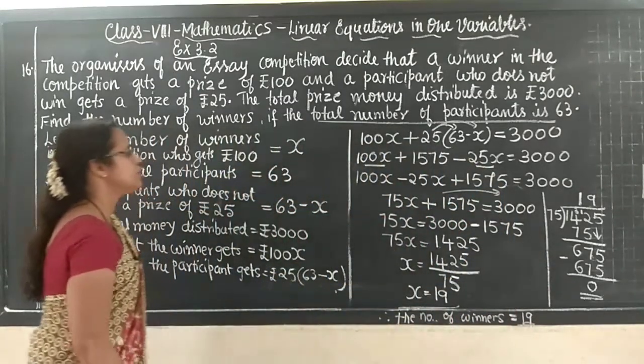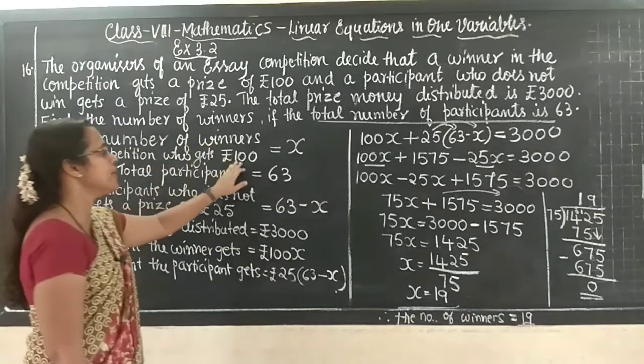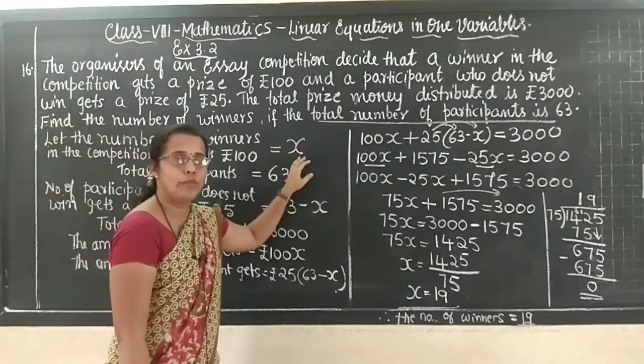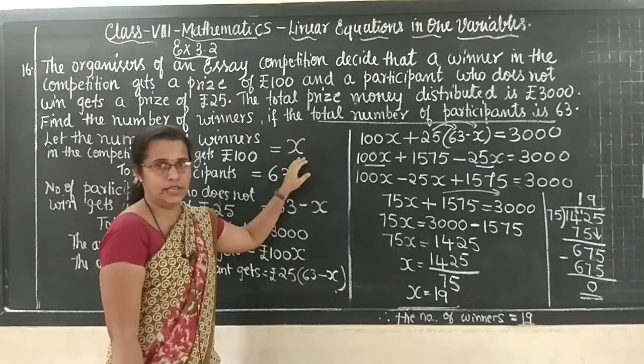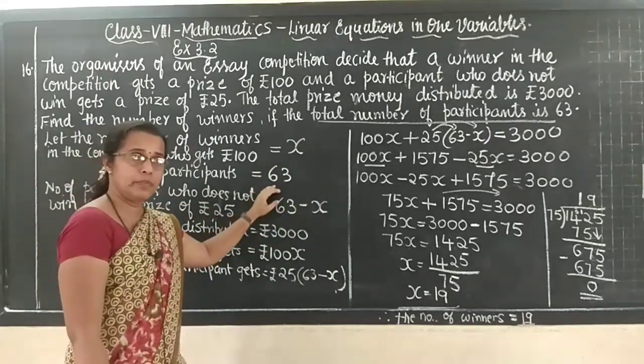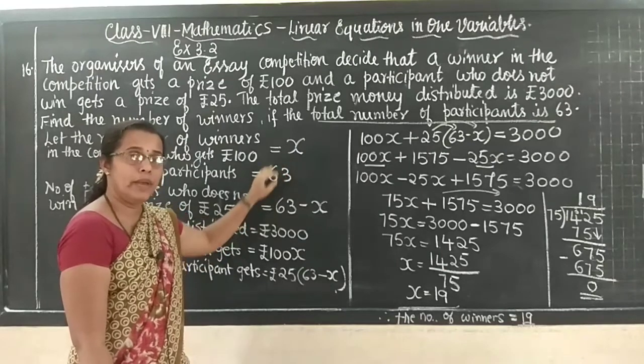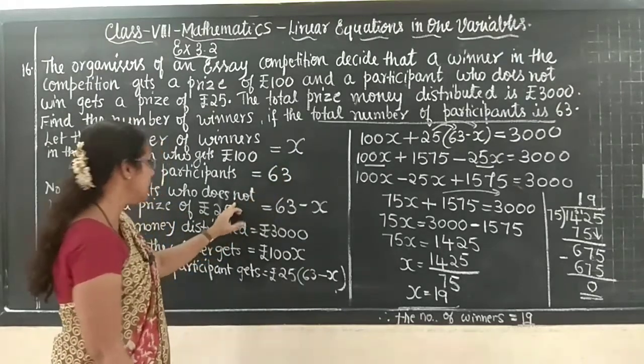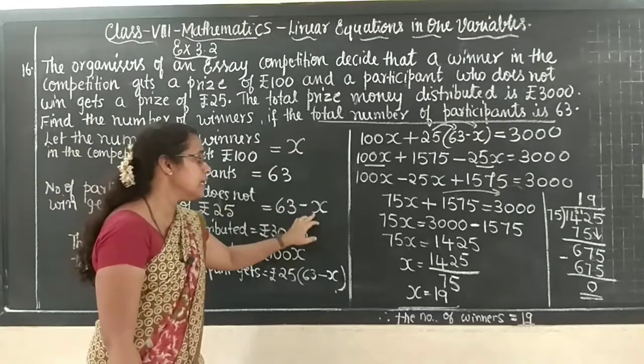Hope you all understood. So see here, winners will get 100 rupees. I don't know how many winners there are. The number of participants is 63. Among the participants, some are winners too, children. So the remaining participants you have to find out: 63 minus y.